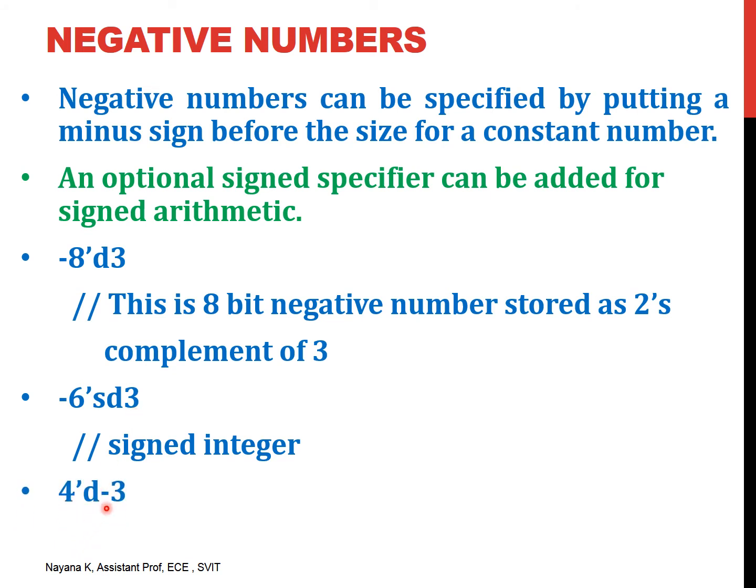We cannot represent negative numbers like this: 4'd-3. You cannot put the minus sign somewhere in between the specification of a number. You have to put it always before the size. So this becomes an illegal specification. Negative numbers are represented by putting a minus sign before the size.